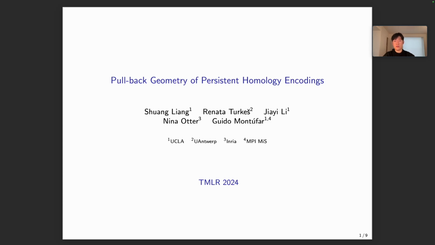I'll be presenting this work titled Pullback Geometry of Persistent Homology Encoding. This is joint work with Renata Turkeš, Jiayi Li, Otter, and Guido Montúfar.